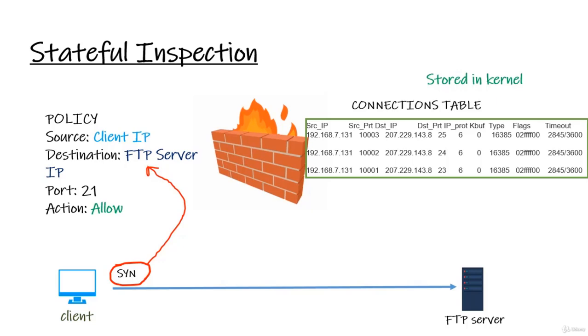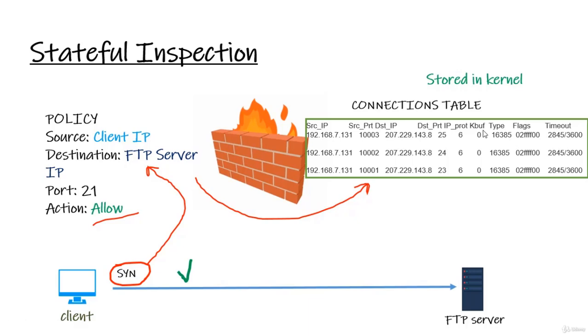And okay, so here's the packet flow. We try to open up the connection from the client to the FTP server. First, SYN is checked against the firewall policy, which we have as allow. Then the firewall puts all the data for that session in the connection table. So here we have source IP, destination IP, and all kinds of flags related to that session.